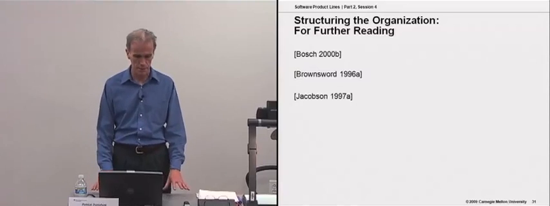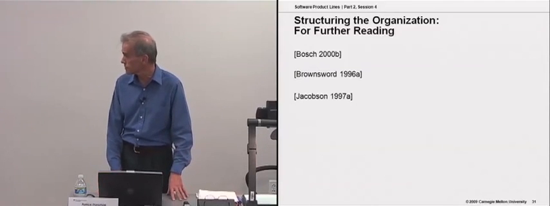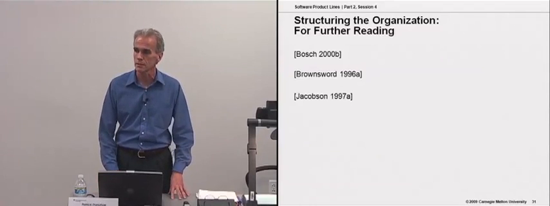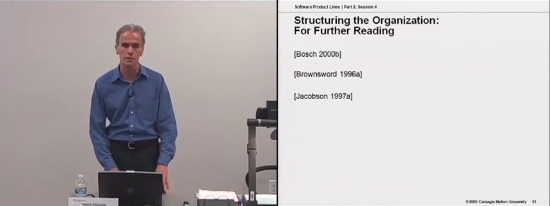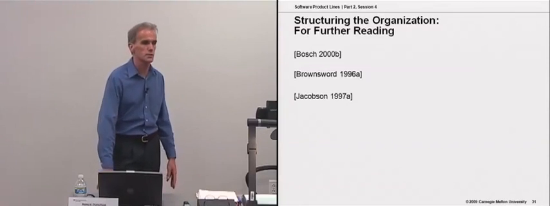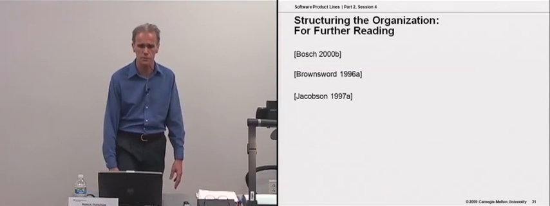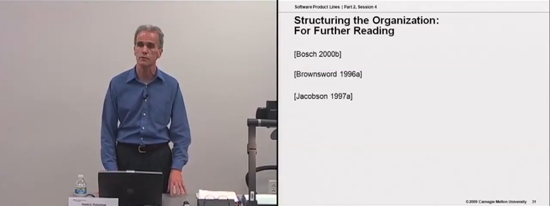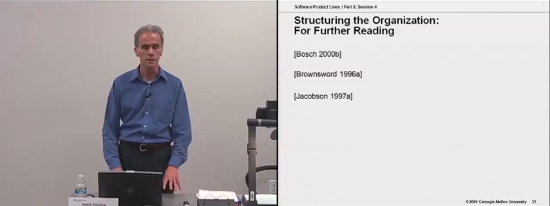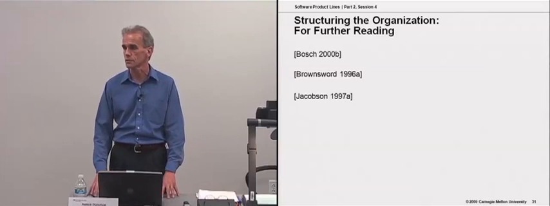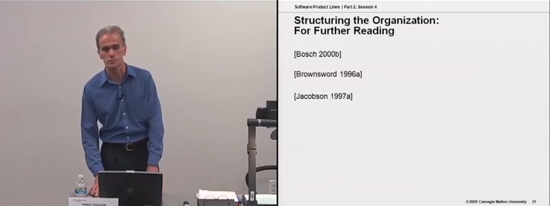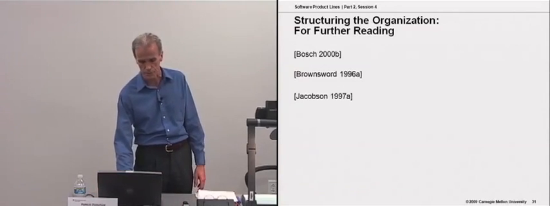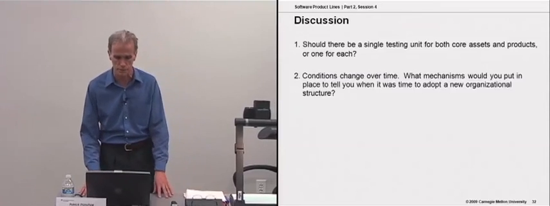Some reading on this: the reference for Bosch is either his book or a paper that he wrote based on the chapter of the book that deals with organizational structure. The Brown Sword reference is actually the Celsius Tech case study, which has a lot of information about how Celsius Tech changed its structure over the years as the Ship System 2000 product line evolved. And the last one is Ivar Jacobson's book on the reuse-driven software engineering business.